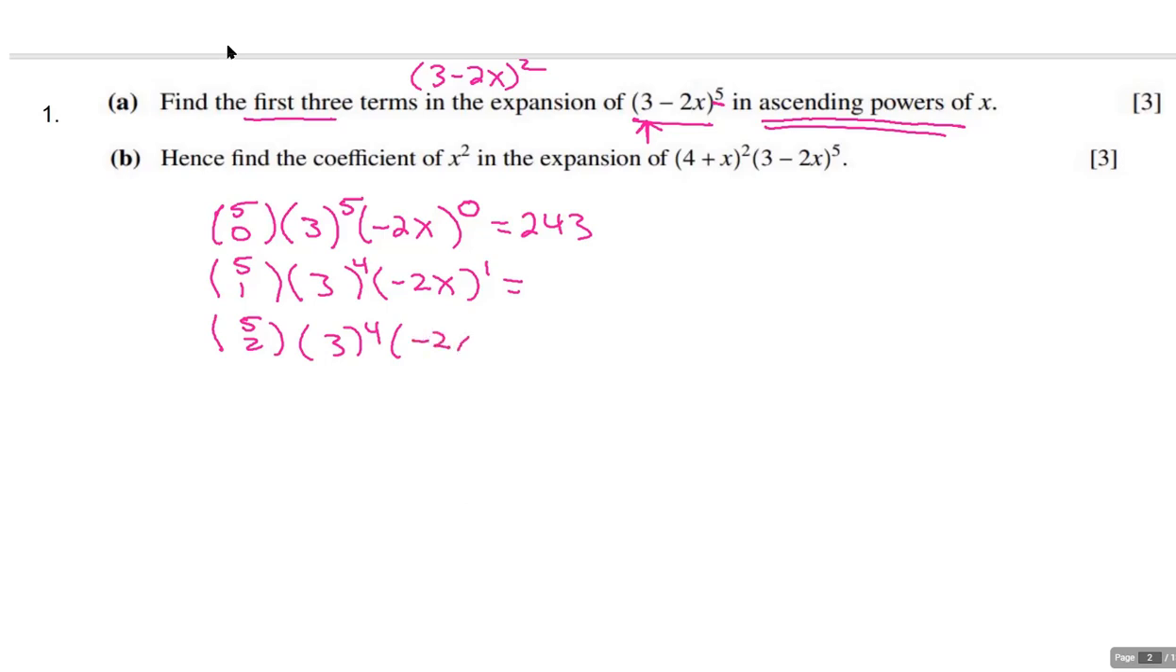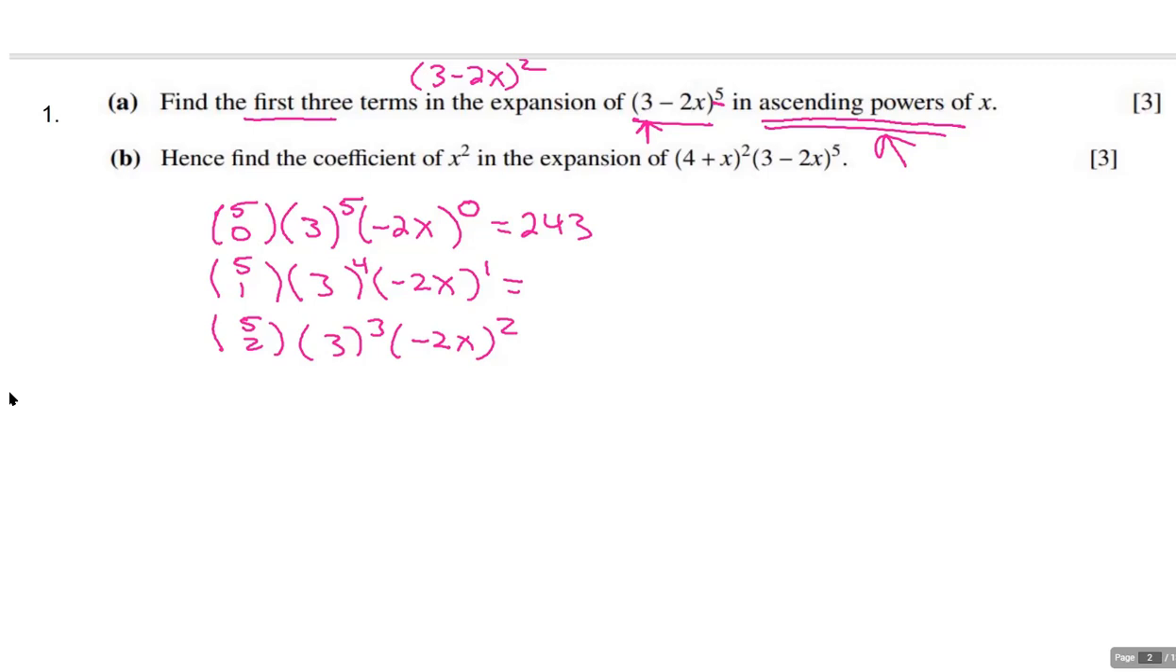Whoops, not 4. This is going to be to the second, and so this is going to be to the third. But do you notice how just looking at this, it's going to be a number times x to the first, and then this is going to be a number times x to the second. It is going in ascending order. So anyway, this is going to be 5 times 3 to the 4th times negative 2.